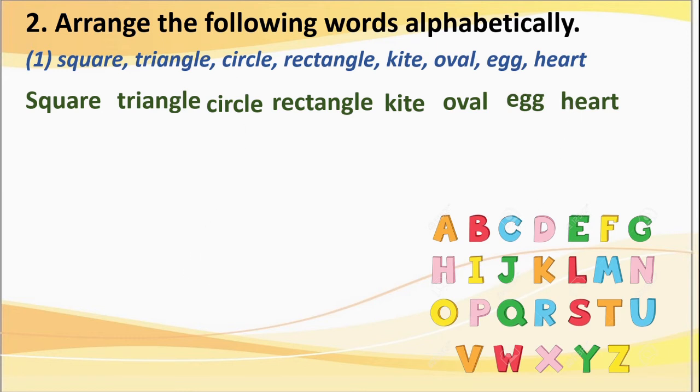Now, what to do now? First, here we have to arrange these words alphabetically. Means we have to follow the alphabetical order. First comes A, then comes B, then C, then D, then E. Like that, this is the order of alphabets. We can't change this order of alphabets. Yes, like that only. Here we have to arrange these given words in alphabetical order.